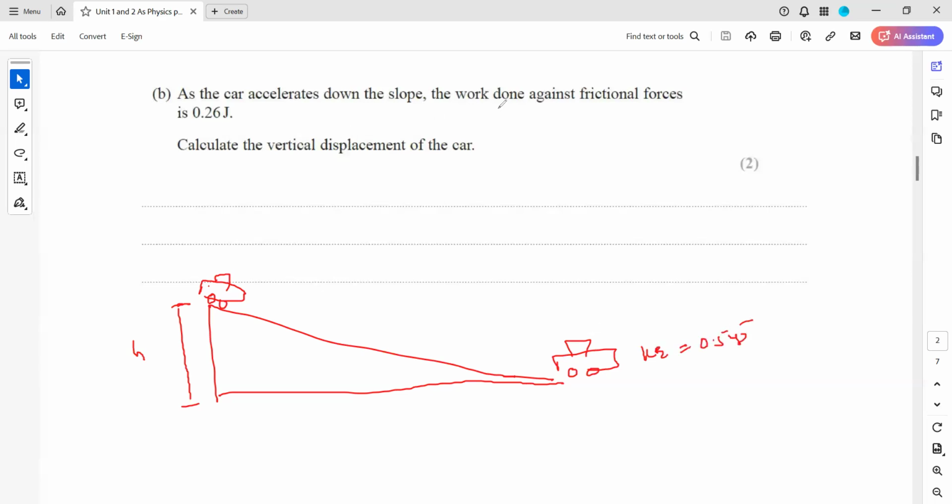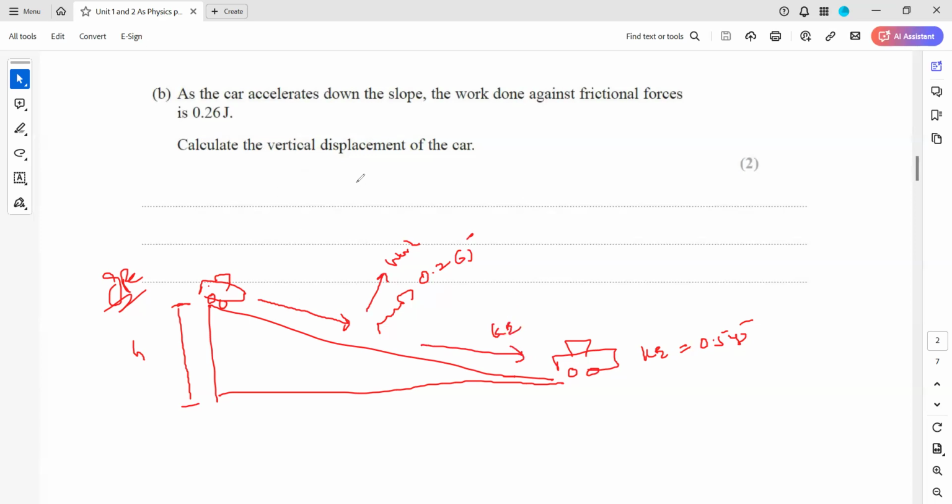Now, what will happen? The work done against the friction, because as the car was rolling, it lost some of the energy because it did work. How much energy is lost because of the friction? It is 0.26. So that is the work done against the friction. Which form of energy will the car have at the top? It will have GPE, or gravitational potential energy. So what is the energy change here? Some of the gravitational potential energy is used to do work against the friction, and the remaining energy is kinetic energy.